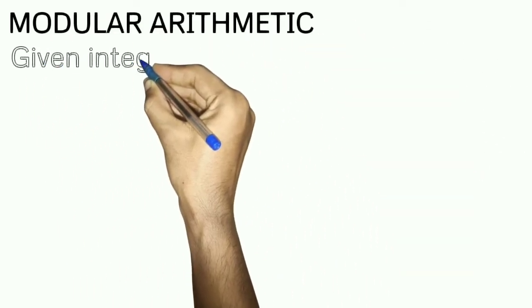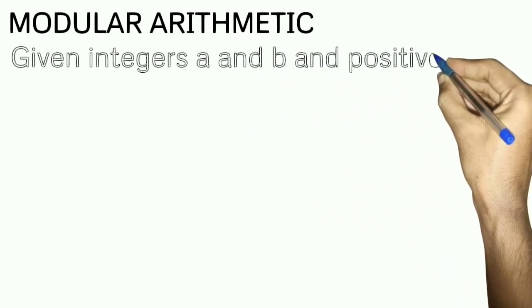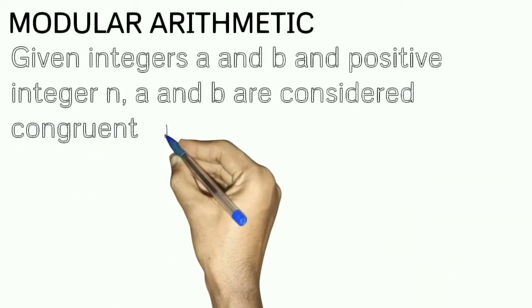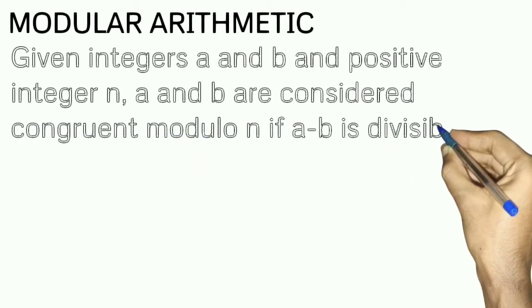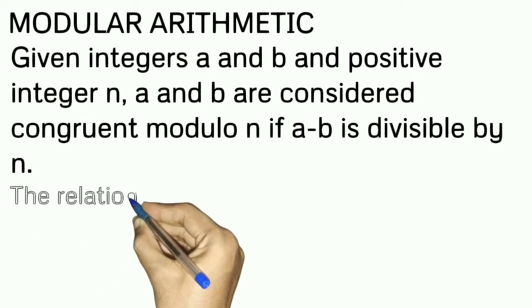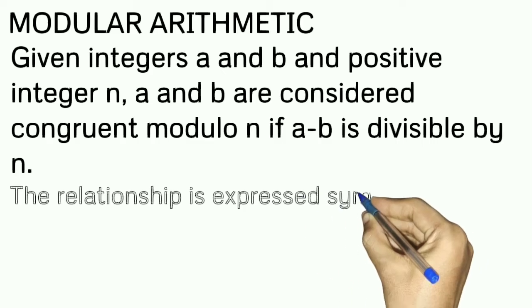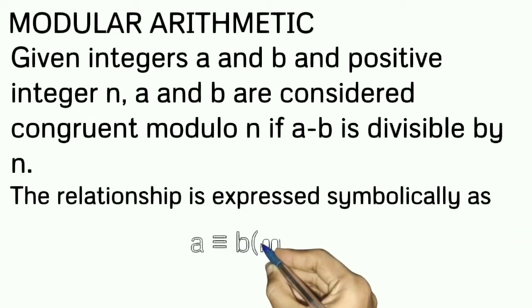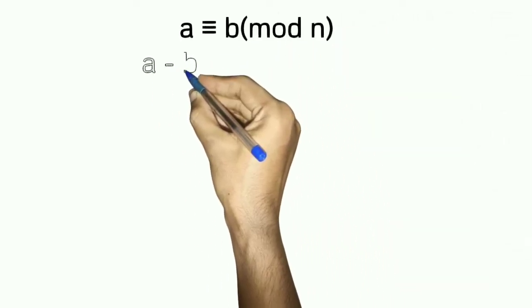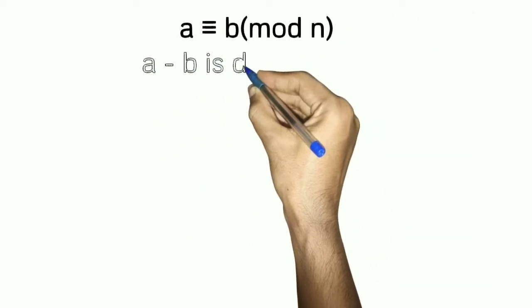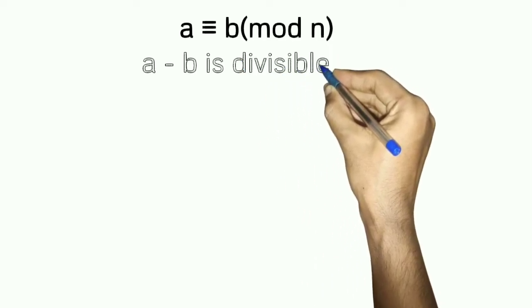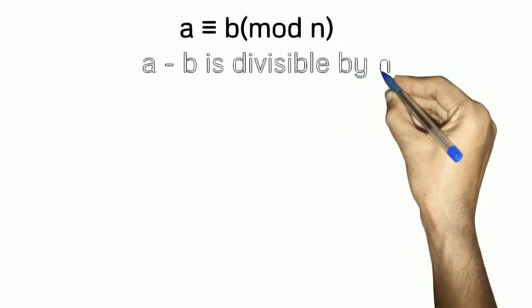Given integers a and b and a positive integer n, a and b are considered congruent modulo n if a minus b is divisible by n. The relationship is expressed symbolically as follows. This is very simple. Yung integers a and b daw ay congruent modulo n kung yung difference ng a and b ay divisible by n.